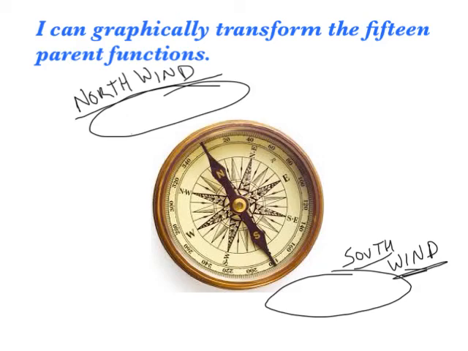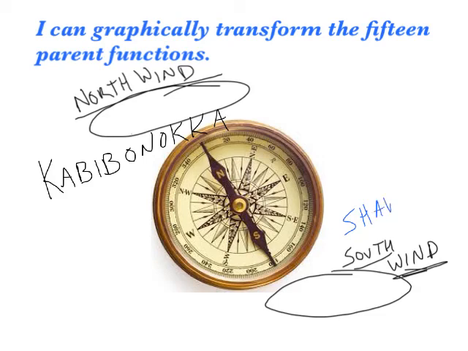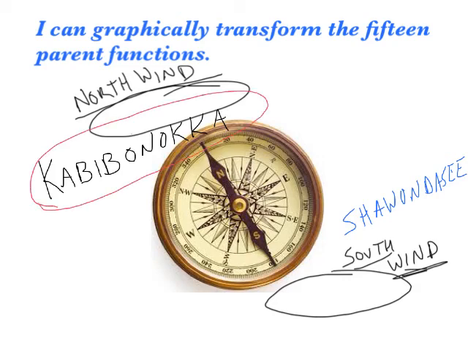And the answer to the trivia question, the north wind is called Kabibonokka. Hopefully I'm pronouncing that right. And the south wind is called Shawondasee. And hopefully I'm pronouncing that one right as well. Kabibonokka is the north wind responsible for painting the autumn leaves their colors.